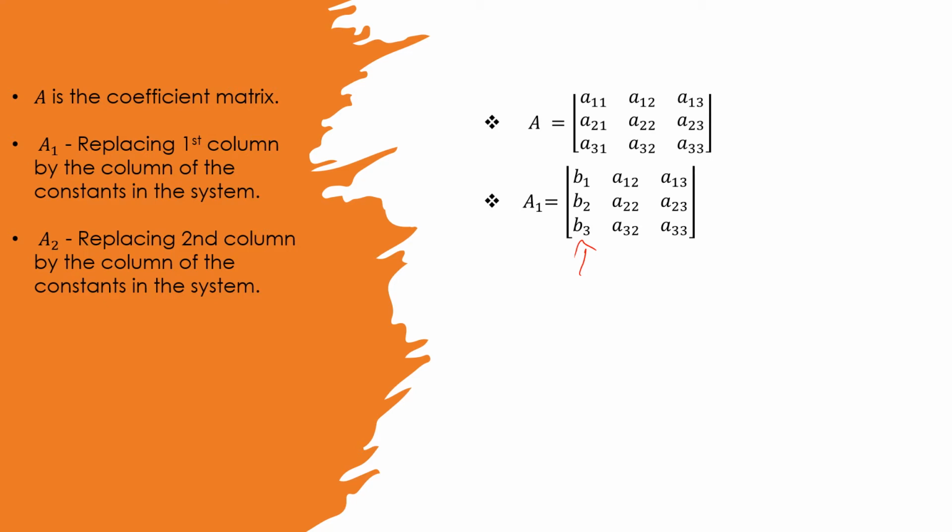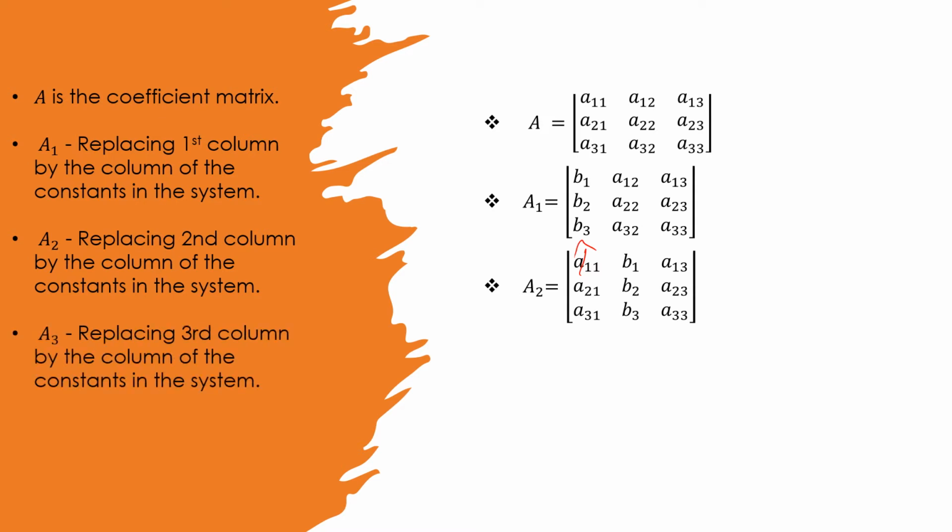The same way, A2 is a matrix obtained by replacing the second column of the coefficient matrix A by the constants. So your A2 will be the same as A, except that the second column is replaced by the constants. And A3 is a matrix replacing the third column by the constants in that system. So your A3 will have the first two columns the same as A, and the last column will be replaced by the constants b1, b2, and b3.